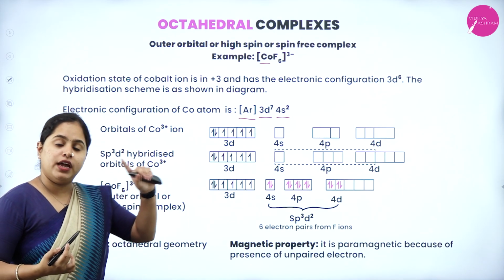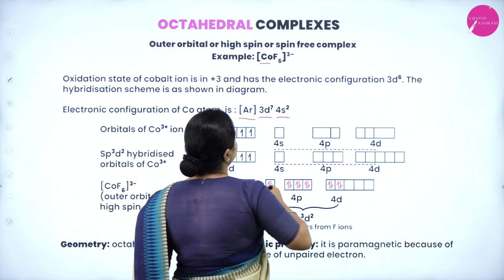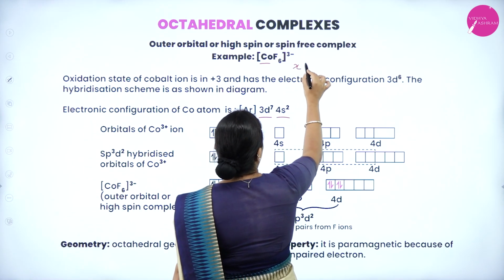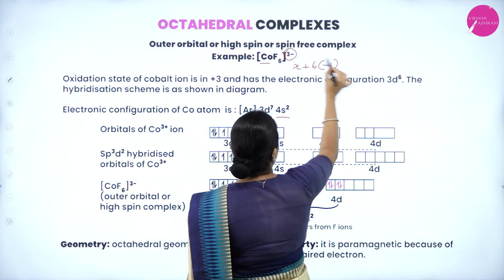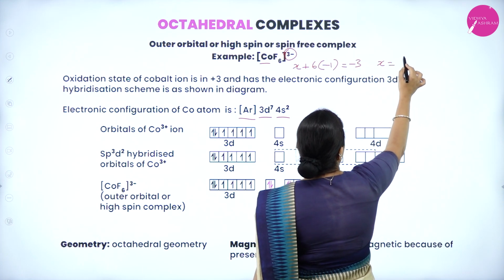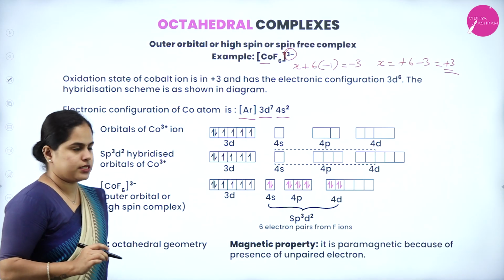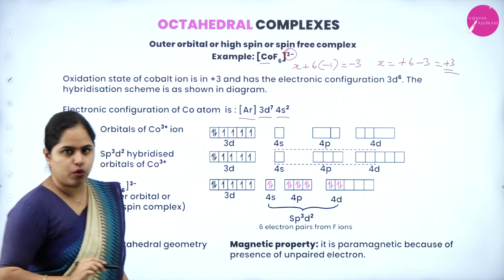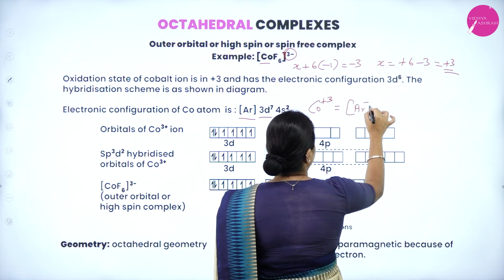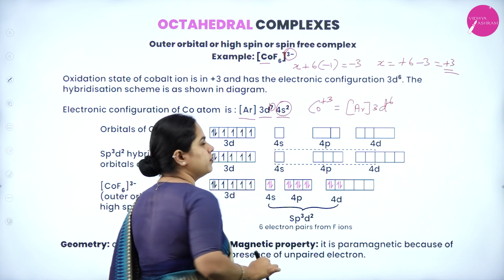Now what we do? We have to calculate the oxidation number of cobalt in this particular coordination compound. Fluorine, of course, is anionic, with a -1 charge. 6 of them are there. So x plus 6 into -1 is equal to -3, and 6 into -1 is -6. So x will be equal to +6 -3, which will again give me +3. So the oxidation number is again +3. In the ground state, it is argon 3d7 4s2. Now in the +3 state, what will be the electronic configuration? It will be argon 3d6 again, right? 2 electrons from the s orbital are gone and 1 electron from the 3d will be gone.